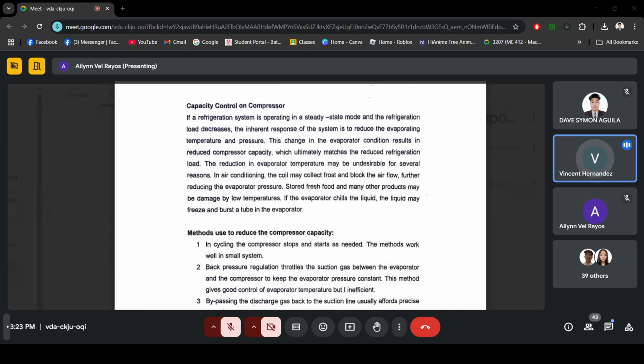The reduction in evaporator temperature may be undesirable for several reasons. In air conditioning, the coil may collect frost and block the airflow, further reducing the evaporator pressure. Stored fresh food and many other products may be damaged by low temperature. If the evaporator chills a liquid, the liquid may freeze and burst a tube in the evaporator.